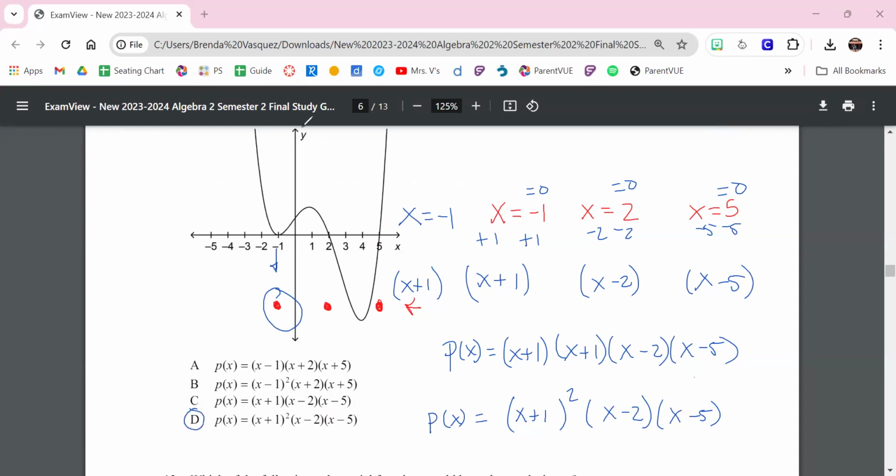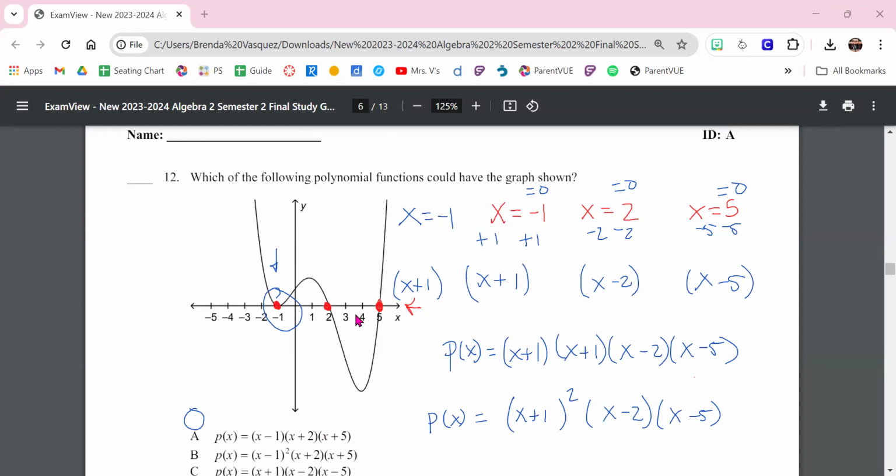Observe the behavior. Another hint would be to also look at the end behavior. Where do my ends end up? Up and up. So up and up has to be x to the power of an even number with a positive leading coefficient. So I have to have 1, 2, 3, and 4. I have to have an even amount of factors. All right, clear.